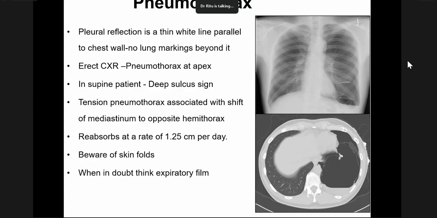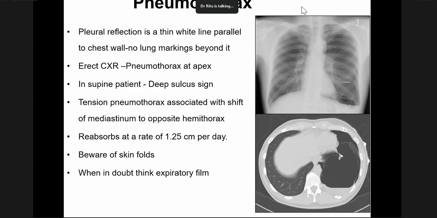So on an erect chest X-ray, with a tension pneumothorax there is flattening of the diaphragms, and so that's an emergency. You need to very quickly decompress the tension air by putting in a chest tube or a needle. Otherwise, you can lose a patient.